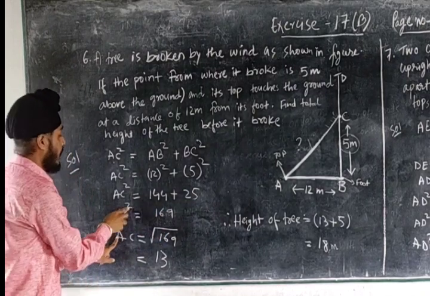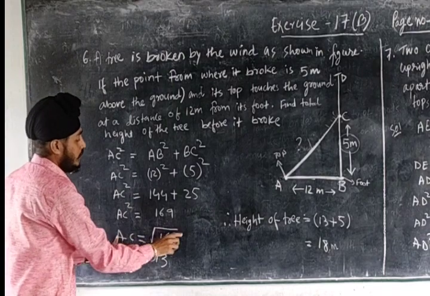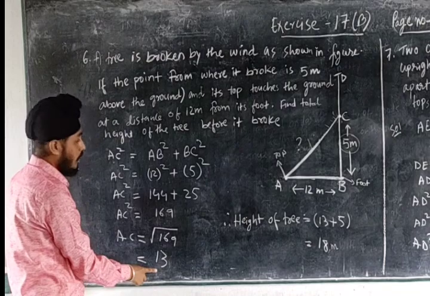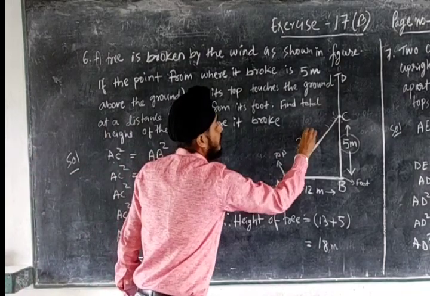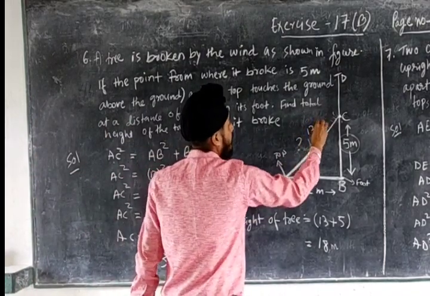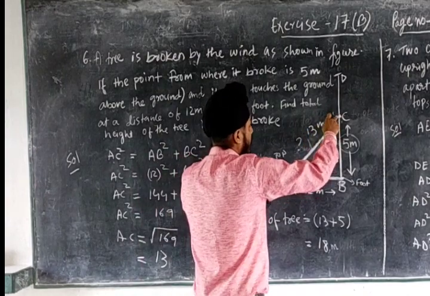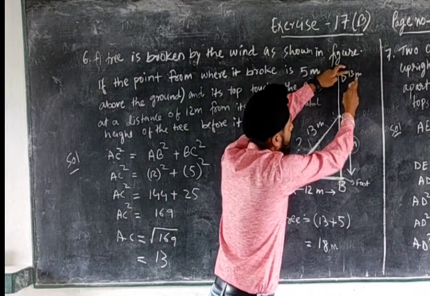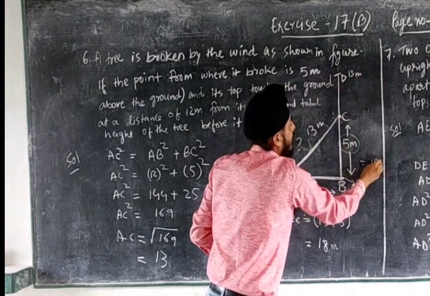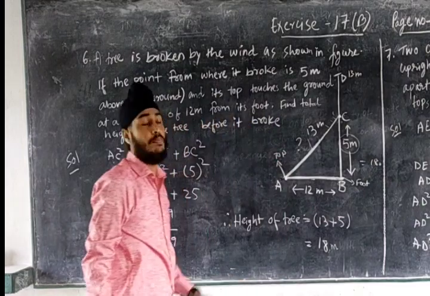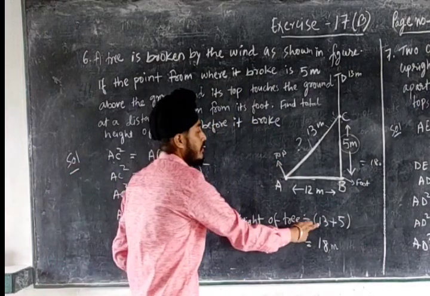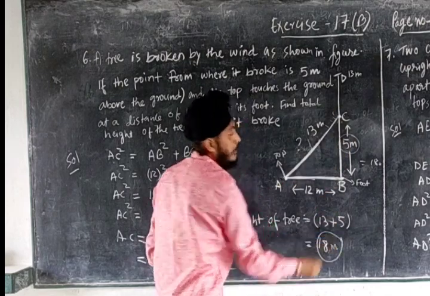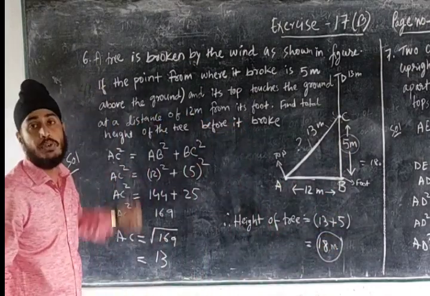When we find AC, we have to remove this square. To remove this square, we put a square root on 169. So the square root of 169 is 13. So AC is 13 meters. When I put this broken tree into straight position, it becomes 13 meters. So 13 meters plus 5 meters equals 18 meters. This will be your total height of the tree. So this way we can solve question number 6.